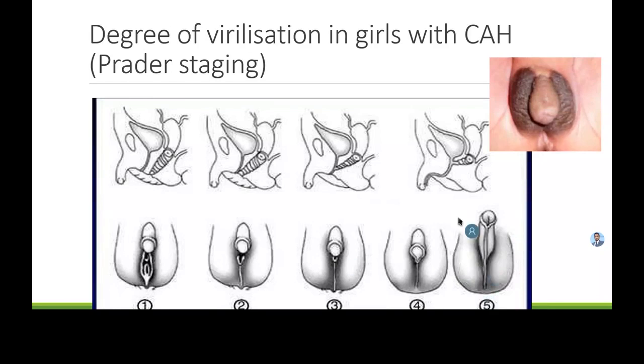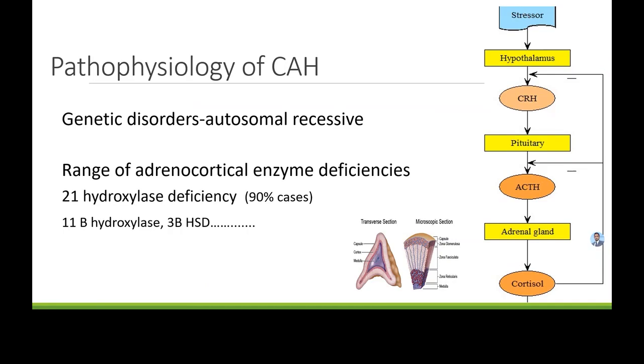Male children with 21-hydroxylase deficiency may have normal appearing genitalia. If you look closely, they may have a longer phallus than normal, maybe more than 4 to 4.5 centimeters, but you may miss it unless you actively look for that. Right, then we'll move on.